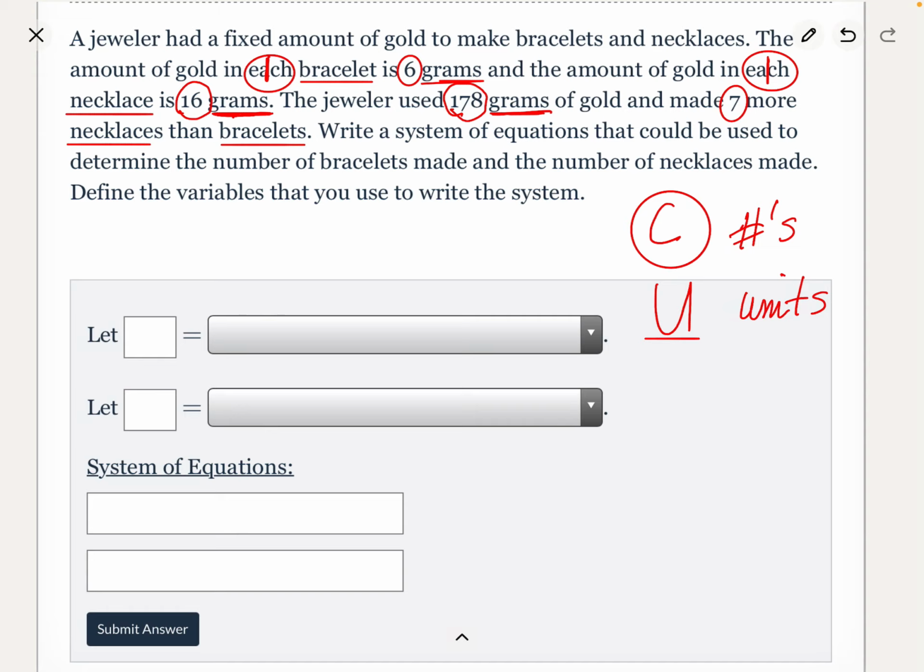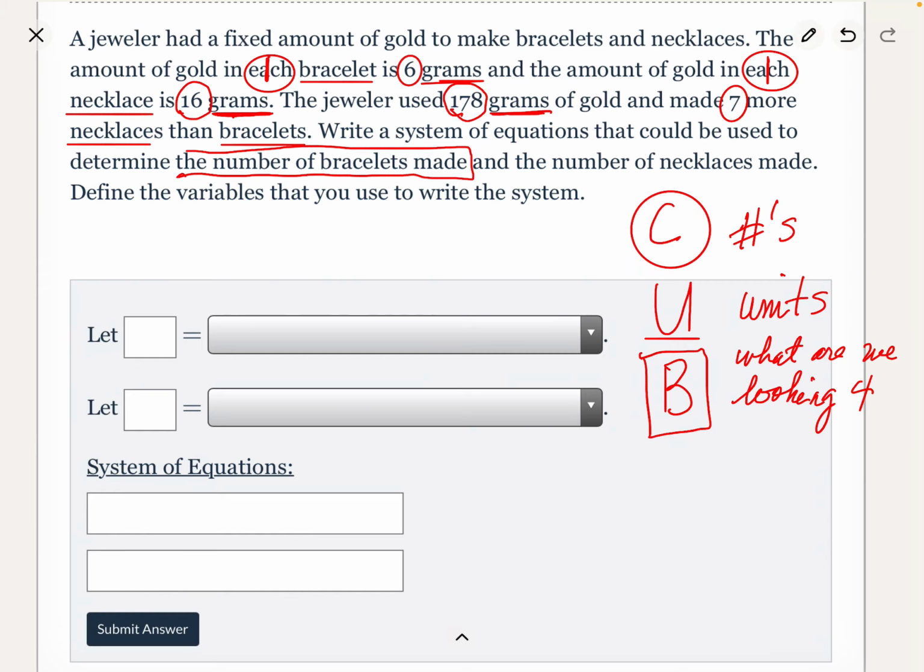So now that I've underlined the units, I am going to box what we're looking for. So what are we looking for? They always will tell you what it is they want you to solve for. So that's what you're looking for. In this case, we're looking for the number of bracelets made. So I'm going to put a box around that. And then we're looking for the number of necklaces made, and I'm going to put a box around that.